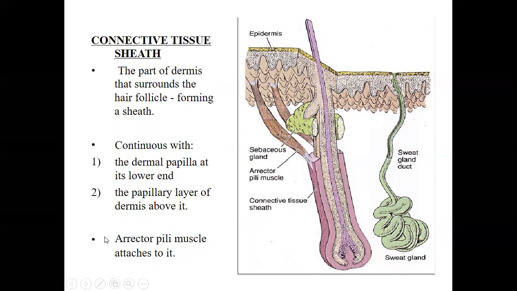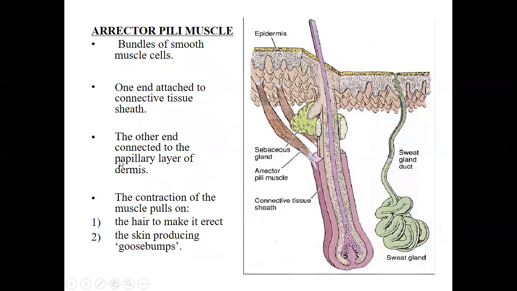And the connective tissue sheet is connected with the erector pili muscle. There is an erector pili muscle attached to the connective tissue sheet. This erector pili muscle is a bundle of smooth muscle cells. At one end, it is attached to the connective tissue sheet. At the other end, it connects to the papillary layer of the dermis. Whenever the erector pili muscle contracts, the muscle will pull the hair to make it erect, and it will produce the goosebump effect.